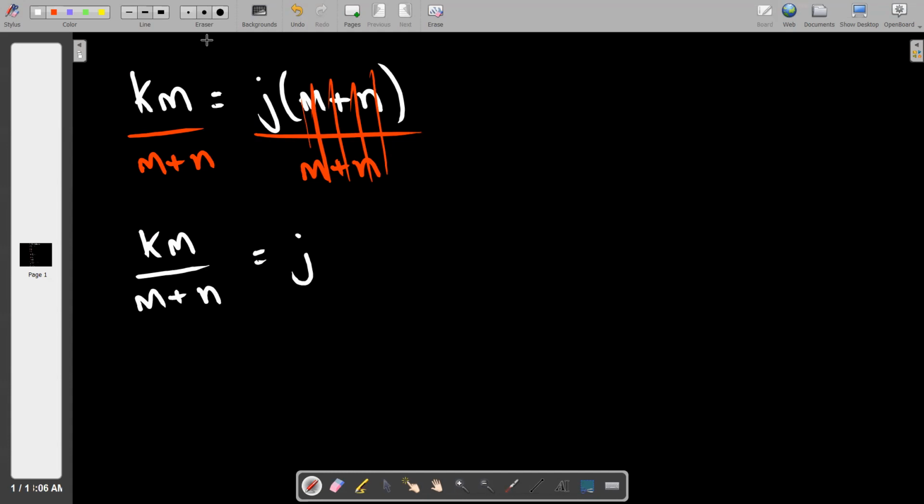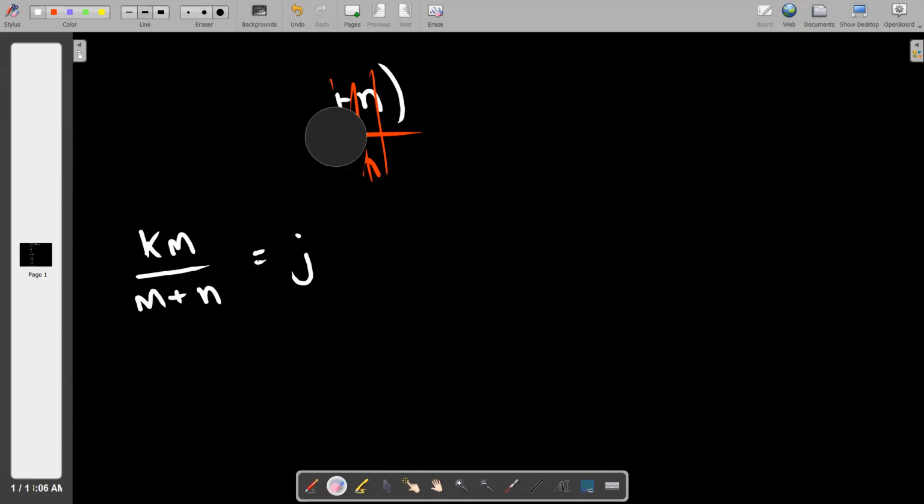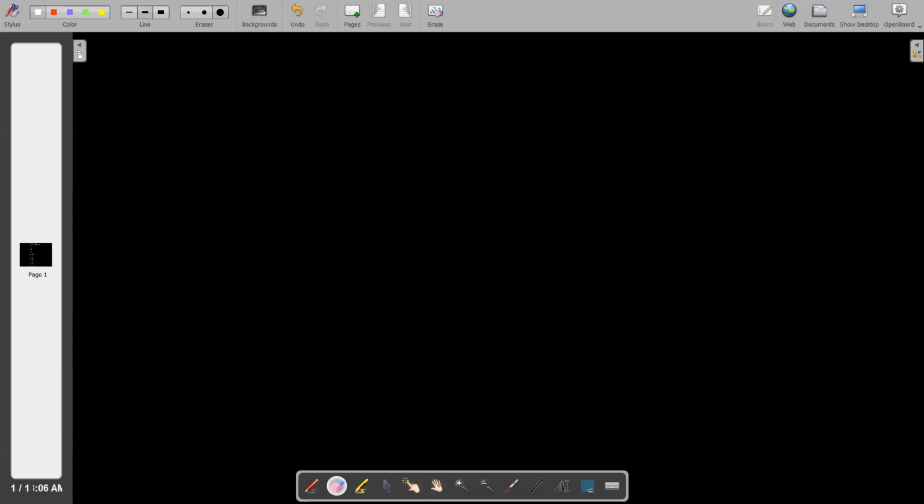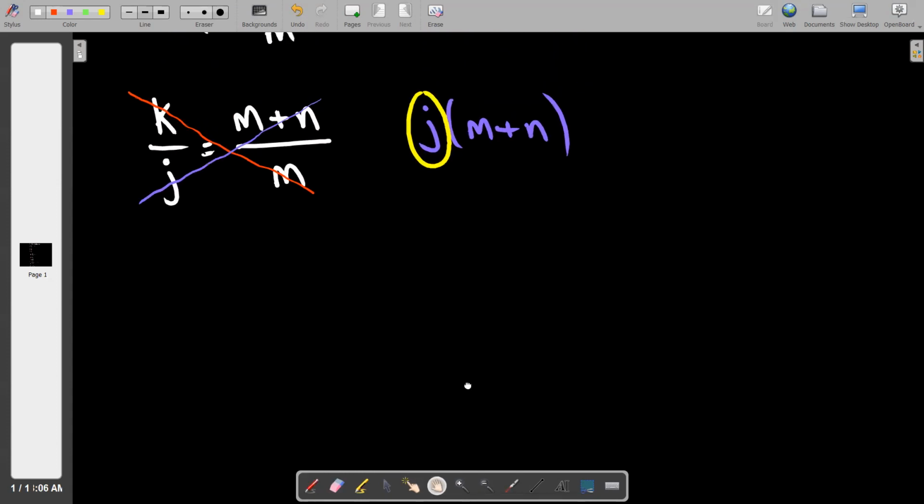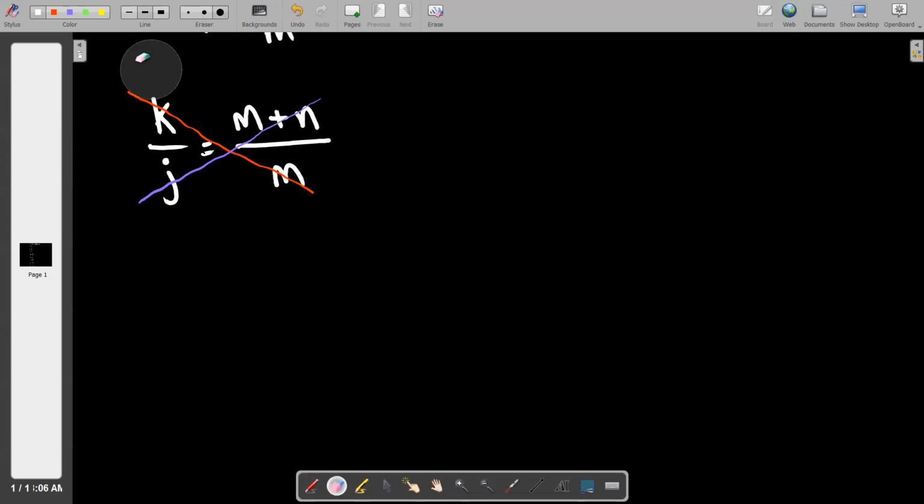Now, what I want us to do is leave. We're going to do the same problem again, but we're going to solve for something else this time. So this time, instead of solving for J, we're going to solve for N. I hope after this example, you understand the difference between when I should actually distribute something and when I shouldn't.